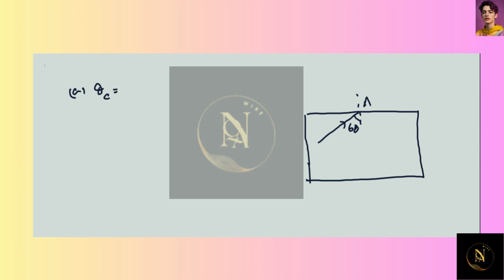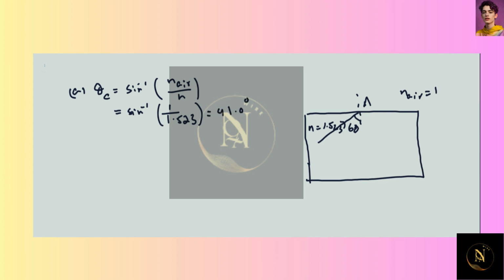So theta C is equal to sine inverse of, so the refractive index of this material N is equal to 1.523. This is crown glass, and the refractive index of air is equal to 1. So that would be equal to the refractive index of air divided by N. So that is equal to sine inverse of 1 over 1.523, and that comes out to be equal to 41.0 degrees. Since 60 degrees, the angle of incidence, is greater than theta critical, therefore total internal reflection will occur.